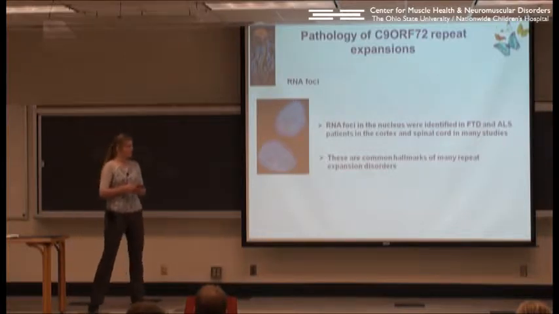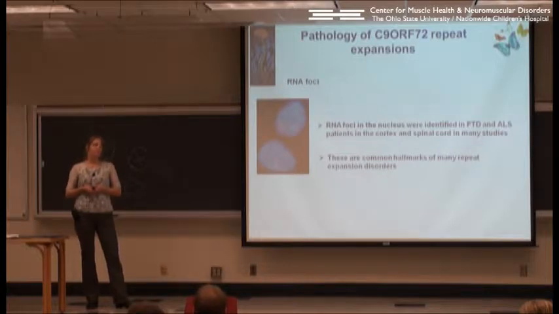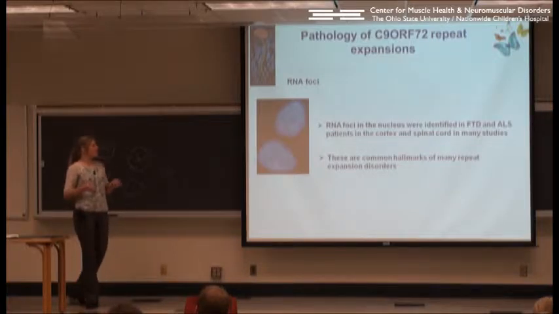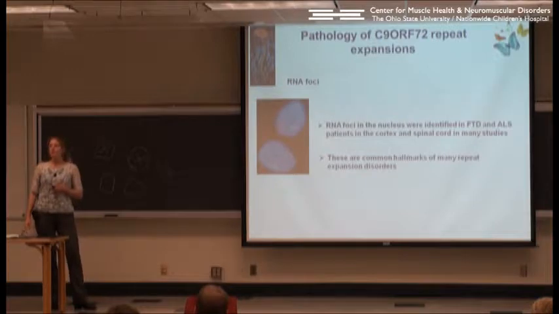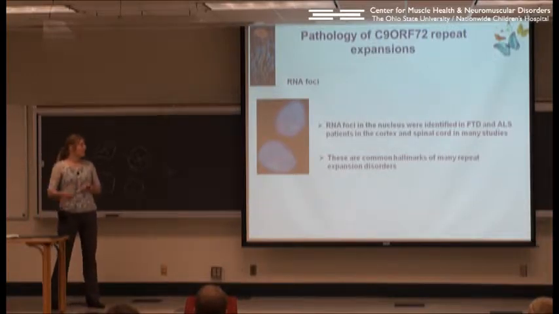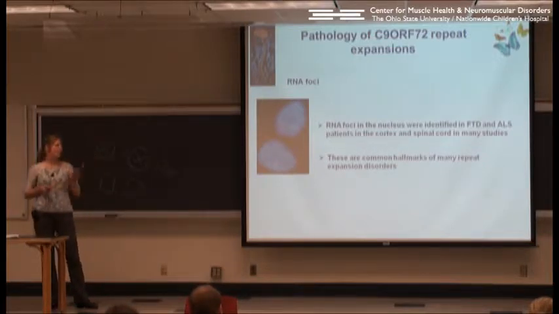Another thing that can be found very frequently and has been published by many different groups in the repeat expansion research is RNA foci. So you can find RNA foci accumulating in the nucleus in both FTD and ALS cases throughout the whole spinal cord and brain. And these are, as I say, common hallmarks of repeat expansion disorders, and I will talk about those a bit more later.